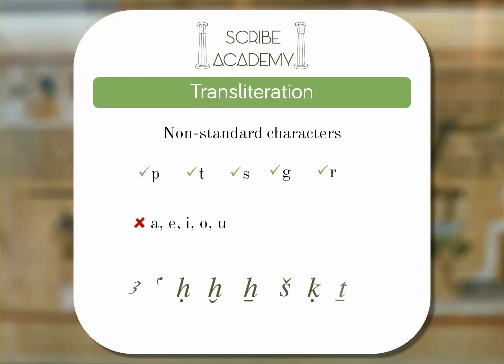These represent sounds that we either don't have in English, such as the aleph and ayin, which are sounds that you'll find in other Semitic languages, like Arabic and Hebrew, or sounds that we make in English using more than one letter, such as the underlined T, which makes a ch sound, like in the word scratch.